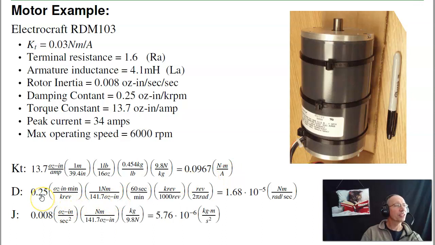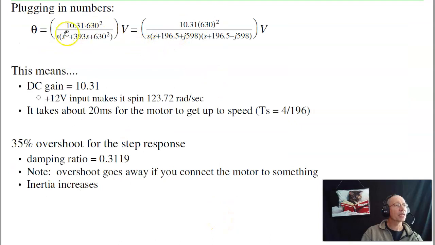The friction, I've got 0.25 ounce inches per kilo RPM. Convert to metric, it's 1.68 times 10 to the minus 5 Newton meters per radian per second. And the inertia, 0.08 ounce inches per second squared. Convert to metric, 5.76 times 10 to the minus 6 kilogram meters squared. I can now plug that in and get the transfer function.